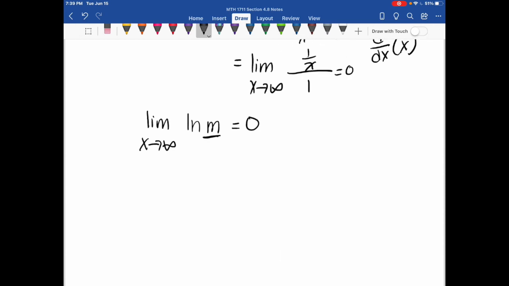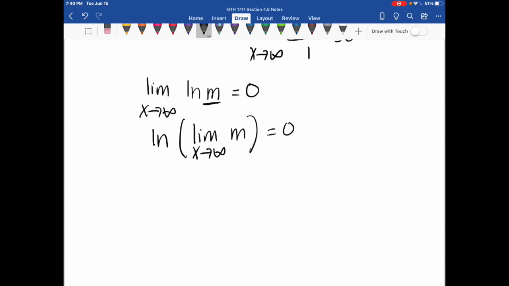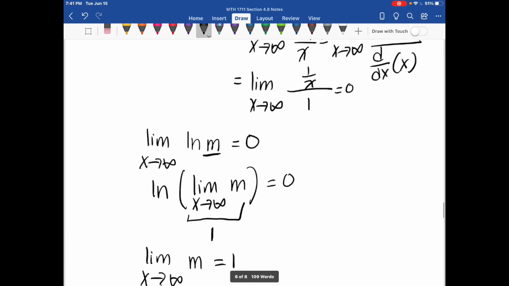Since the natural log function is continuous, we can use the limit laws to say, we can switch this around and say, well, I can just take the log of the limit as x approaches infinity of m, and that should be 0, which means this would have to be equal to 1. If I take the natural log of 1 and get 0, then whatever is inside there has to be equivalent to 1. So then we can say the limit as x approaches infinity of m has to be 1.